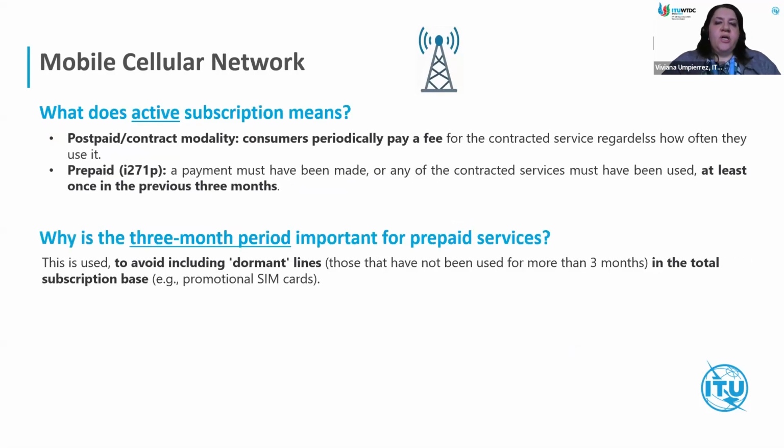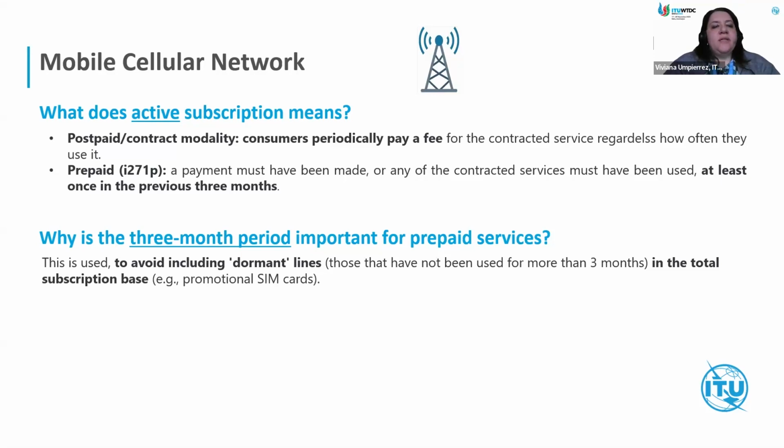There are two important conditions that have to be met for these services to be counted. The first one is the postpaid contract modality. The user pays a fee, a monthly fee in general. So there is a commitment with the operator, and it's probable that this service will be used in the next year. In general, there are yearly contracts. But there could also be the prepaid option. So it's important that you have in mind that if it is a prepaid subscription, it must have been used at least once in the previous 3 months.